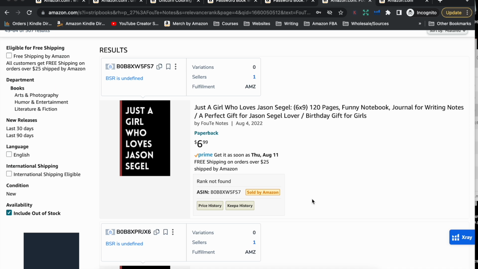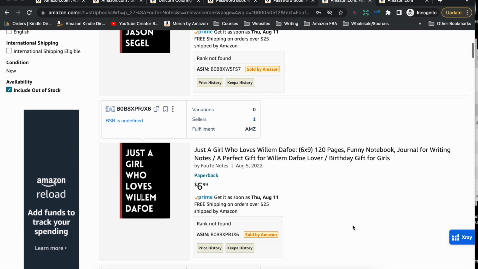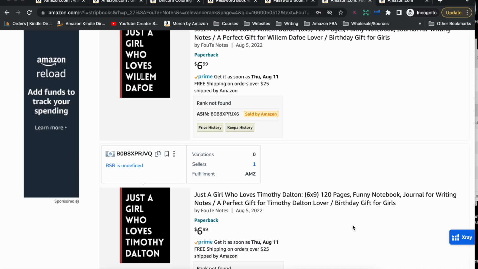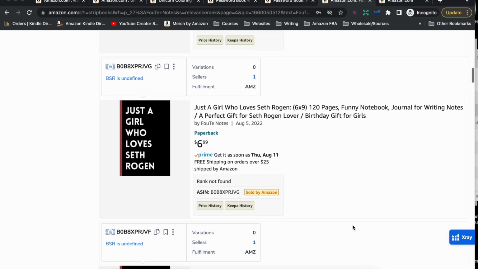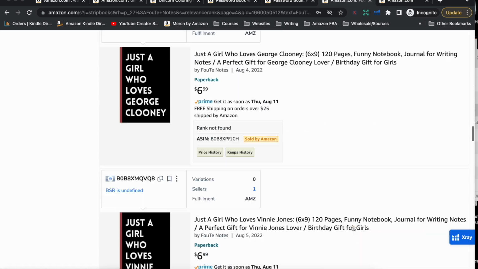But in this case, this particular publisher is using celebrities, which first of all is not something you can actually do. You can't use somebody else's name or brand unless you have the licensing rights to do so. So this isn't something that you should be doing anyway, because you can get in trouble for using celebrity or famous people's names. But what they've done is they've got Just a Girl Who Loves Jason Segel, Just a Girl Who Loves Willem Dafoe, Just a Girl Who Loves Timothy Dalton, Just a Girl Who Loves Seth Rogen, and it just keeps going.